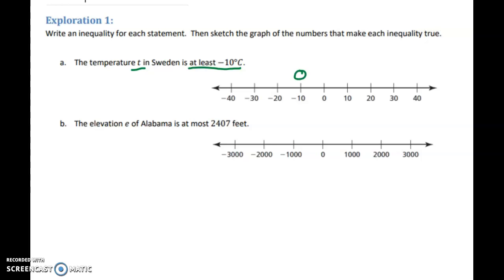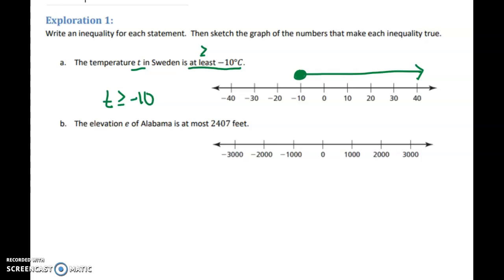So we put a circle above that. Now, at least means it can be negative 10 or it could be higher. So it can be, that means color it in, or it could be higher than negative 10 because at least means that amount or more. So it goes this way. So that means at least is the same as the greater than or equal to symbol. And so when you see at least, you do T is greater than or equal to negative 10.